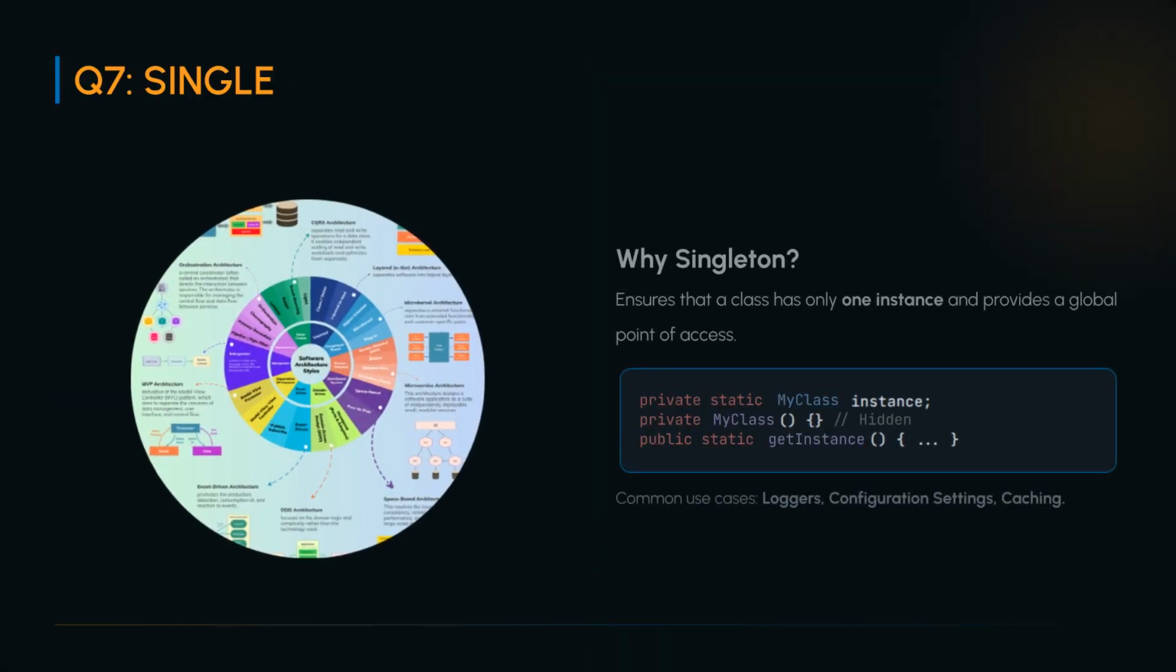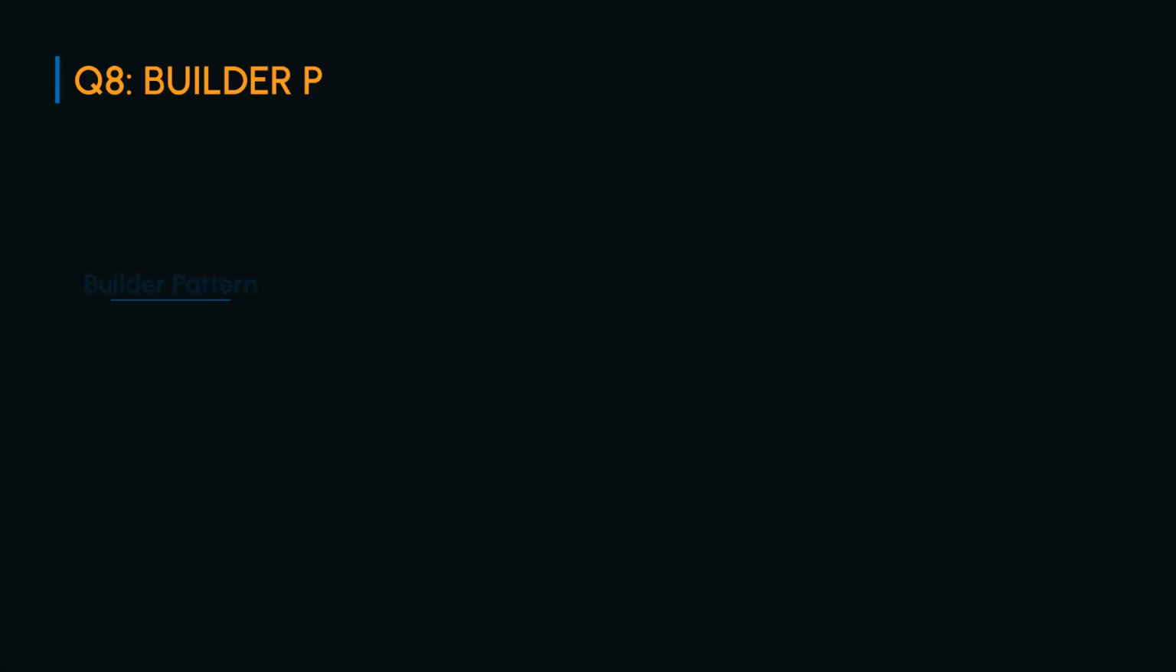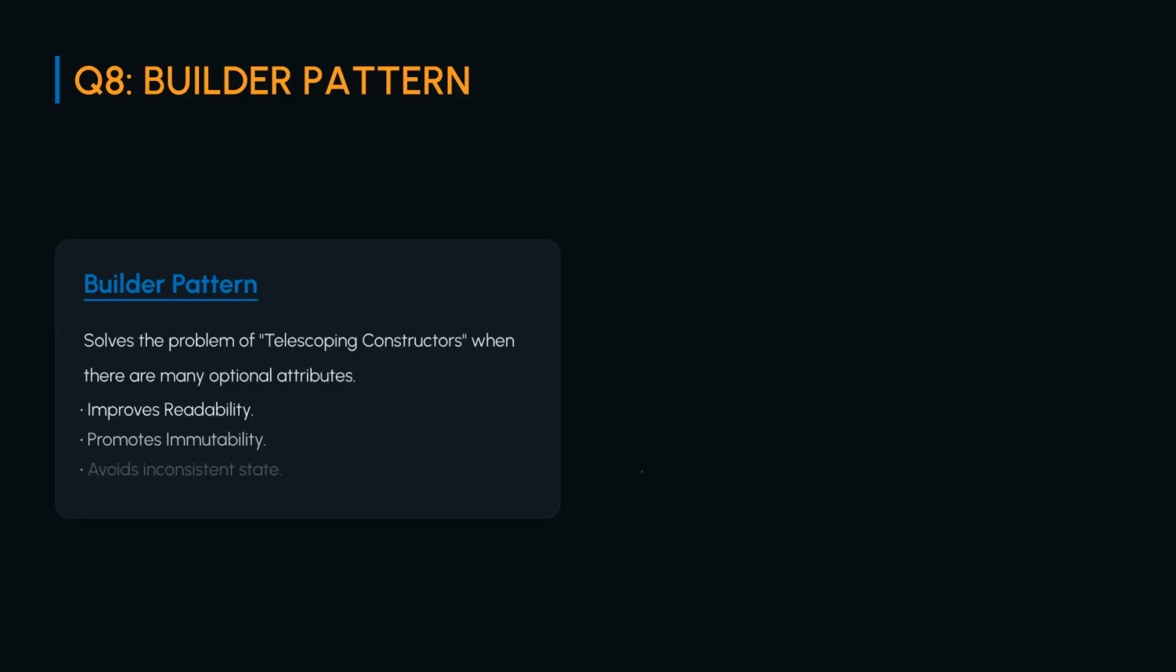Next question they asked me about the Singleton design pattern. This is a very common design pattern question. Singleton ensures only one instance of a class exists. In interviews, they often expect you to talk about thread safety as well. So be ready for that question. Next question, they asked me to explain the Builder design pattern. The Builder design pattern is used when objects have many optional fields, to avoid multiple overloaded constructors. It makes object creation much cleaner.